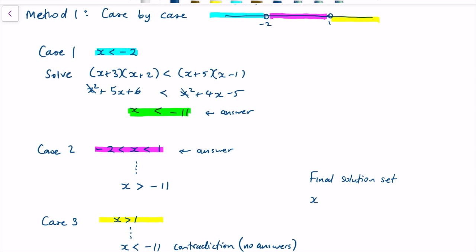is x belonging to the real numbers, I'm just using some fancy notation here, such that x is less than minus 11, or x is between minus 2 and 1. Squiggly brackets around that for a set of numbers. You might also use a U for the union symbol for OR. Okay, so that's case by case.